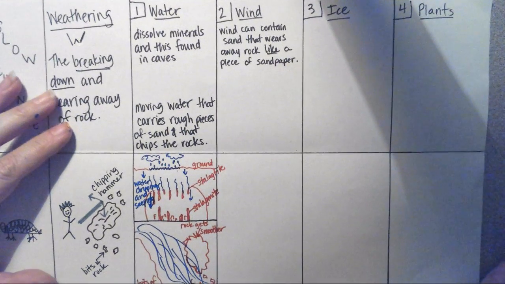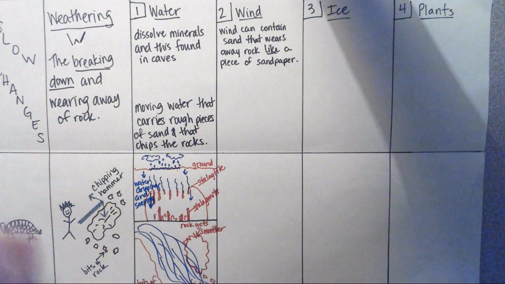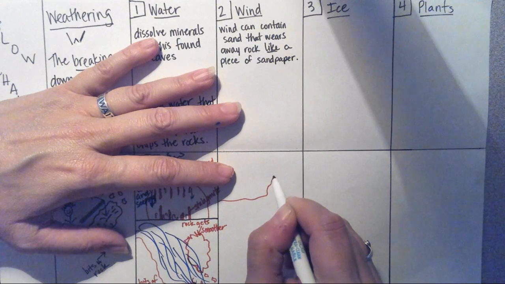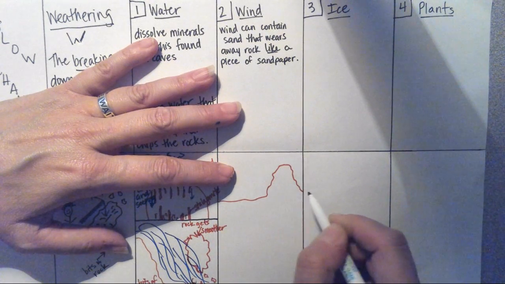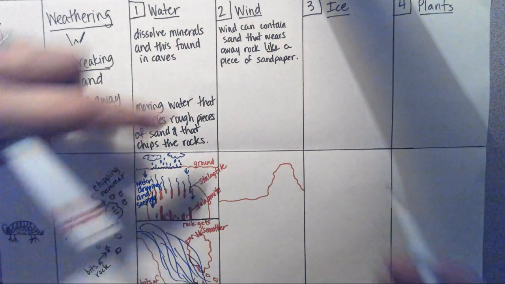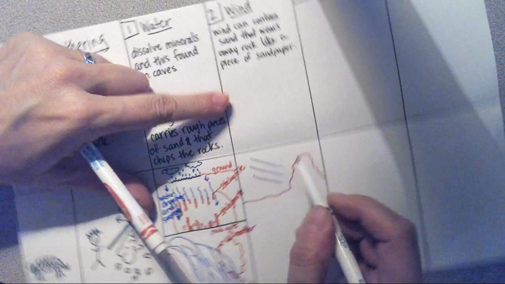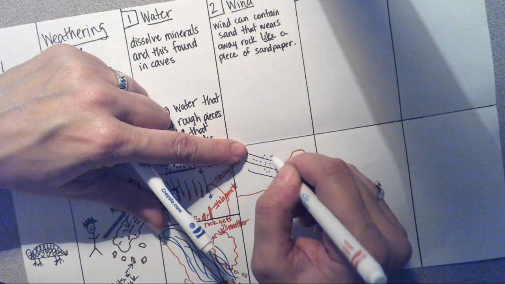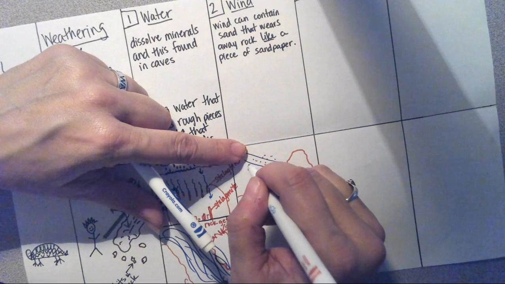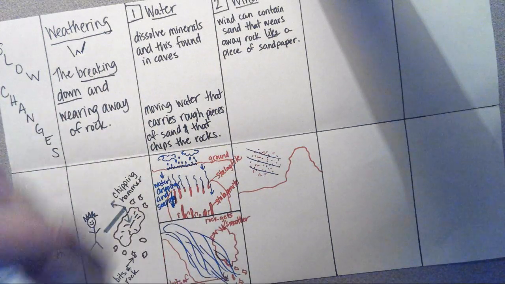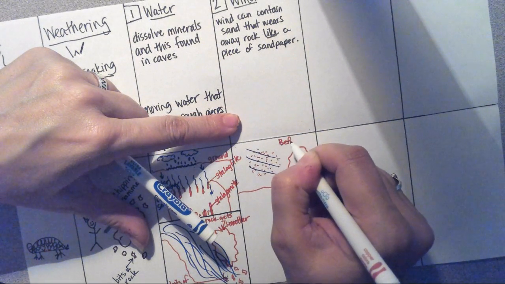I'm not going to be very good at this picture, just FYI. So, I've got this rock formation, right? Okay? And the wind's blowing, blowing, blowing. And it's got bits and pieces of sand in it, right? So this is my rock formation before.